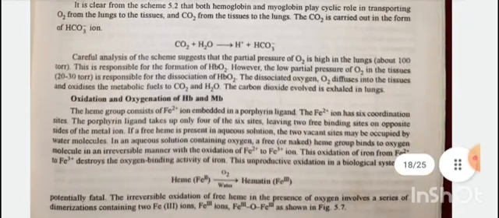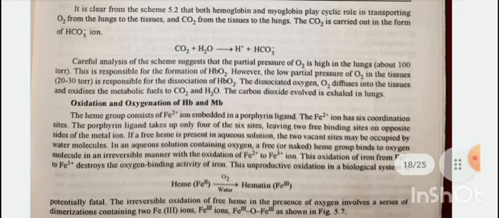It is clear from the scheme 5.2 that both hemoglobin and myoglobin play a cyclic role in transporting O2 from the lungs to the tissues and CO2 from the tissues to the lungs. The CO2 is carried in the form of HCO3 negative ion. CO2 plus H2O gives H positive plus HCO3 negative.